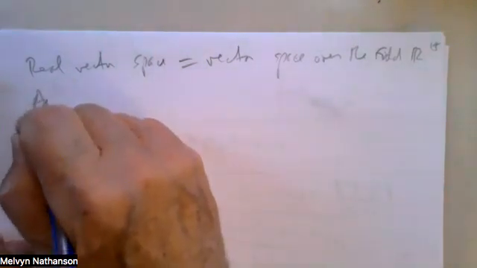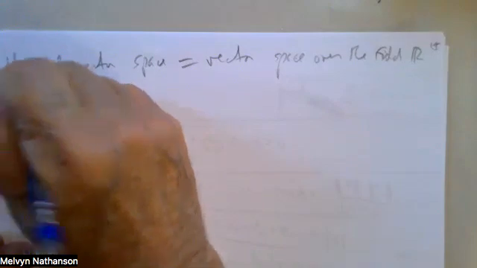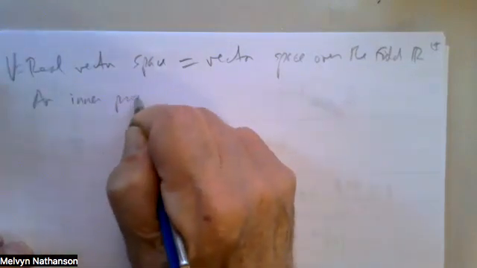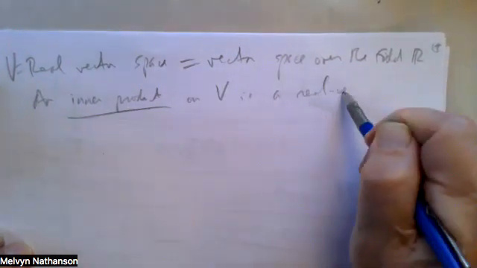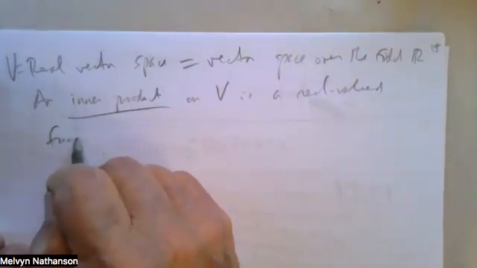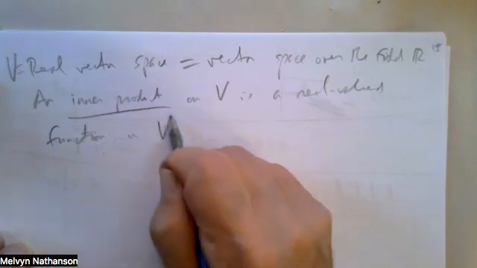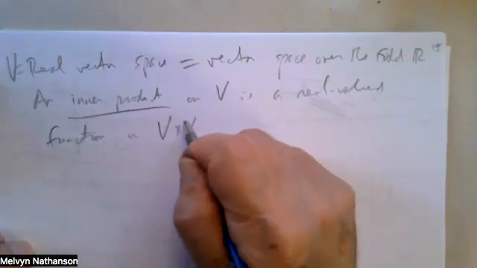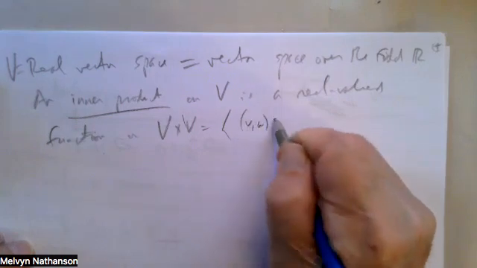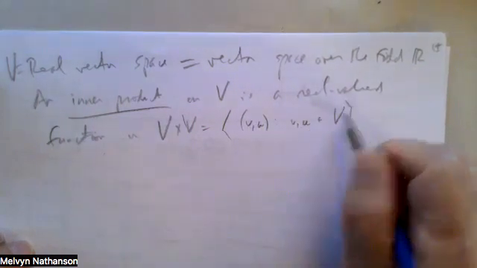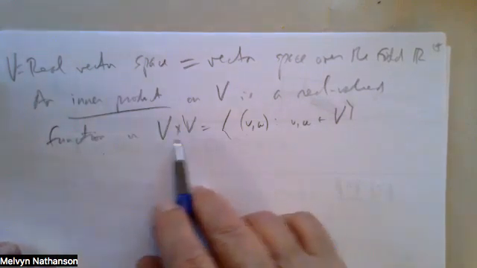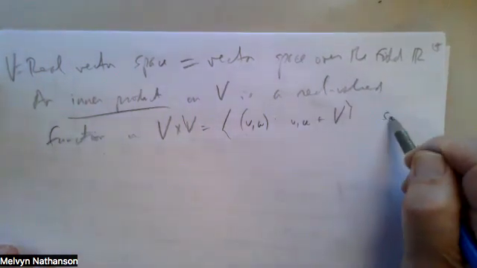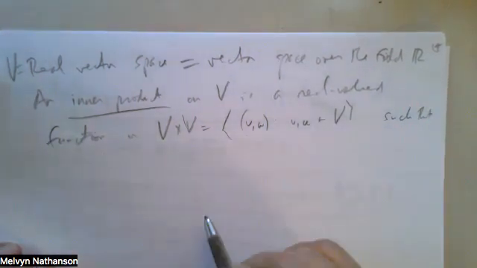And an inner product on the vector space V is a real valued function on V cross V. This means the set of all pairs of vectors, V, W, where V and W are vectors in V. So this is all ordered pairs of V and W, and we're interested in a function on V cross V such that the following properties are satisfied.